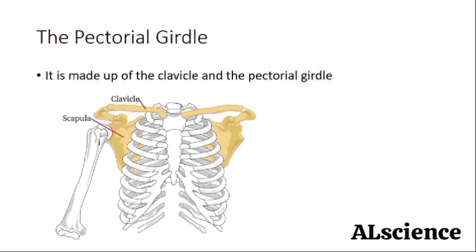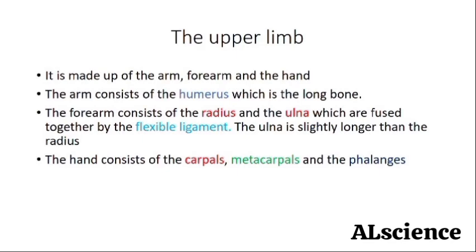Let's move on to the upper limb. The upper limb consists of 60 bones. It is made up of the arm, the forearm, and the hand. The arm consists of the humerus, which is a long bone. The forearm consists of the radius and the ulna. They are connected together by a flexible ligament, which is called the interosseous membrane. The ulna is slightly longer than the radius.